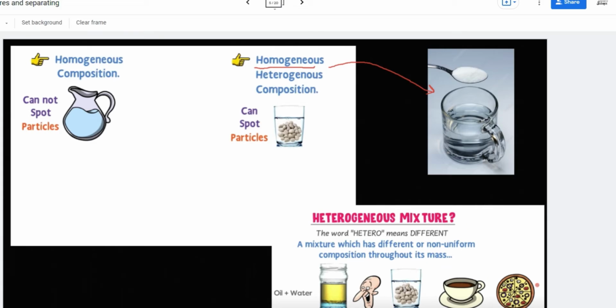So this is the case. The other example is pizza. Pizza is a mixture. It's a mixture of mushrooms, cheese, everything. You can spot it easily. So this was the third one.